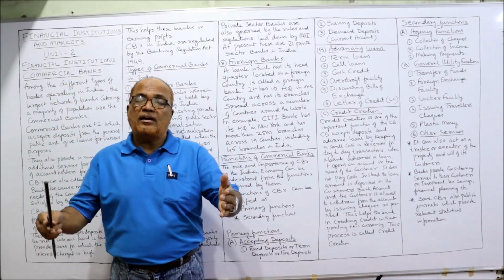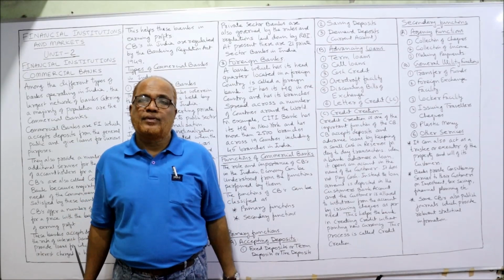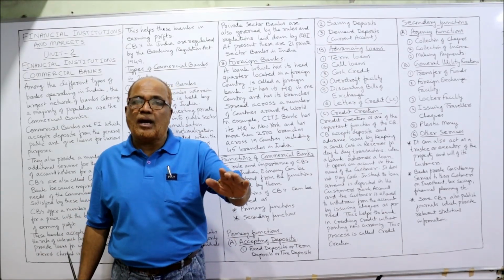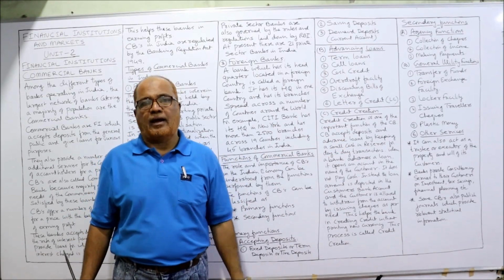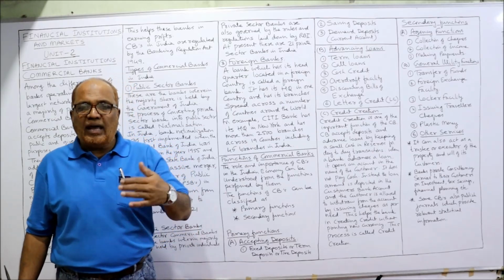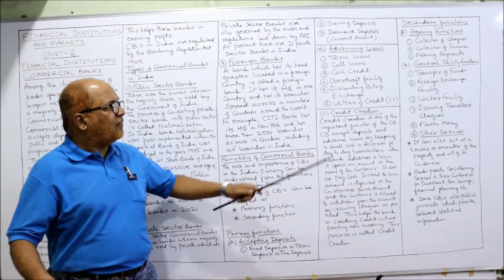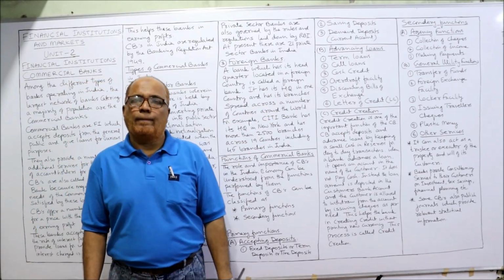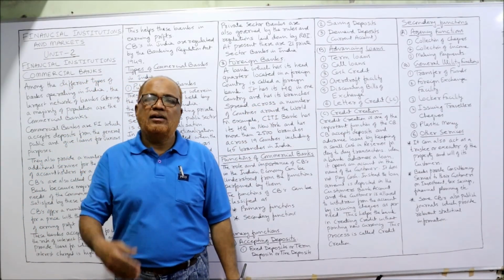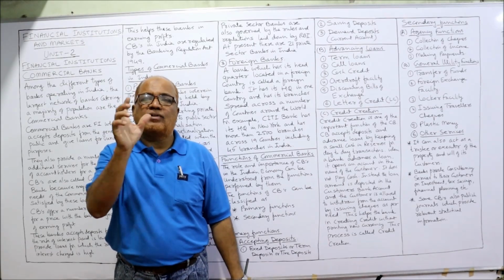Just like we have different types of deposits, similarly we have different types of loans given by the bank. The bank will extend the loan in different forms. What are the different forms? First, term loan. The banker will give the term loan for a period of time.